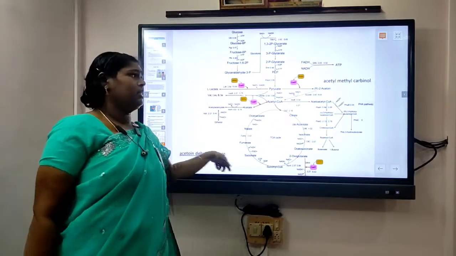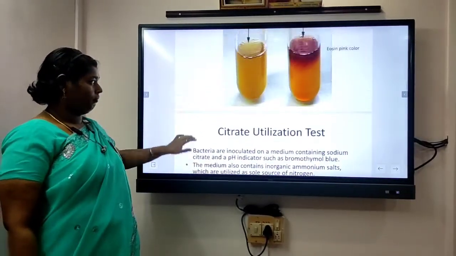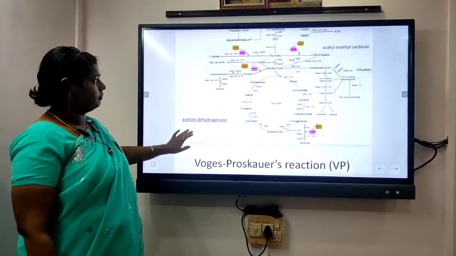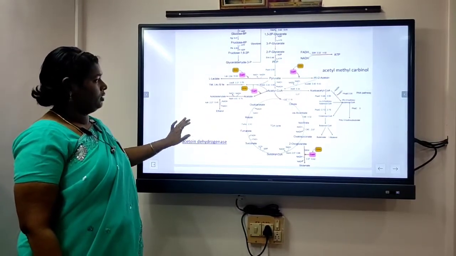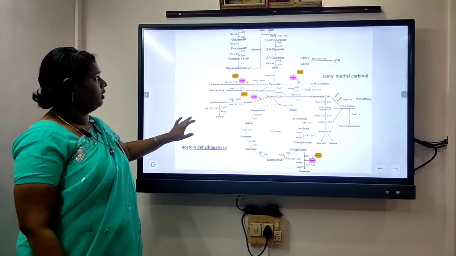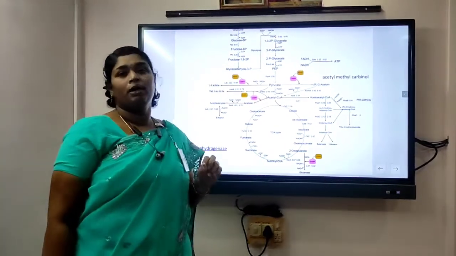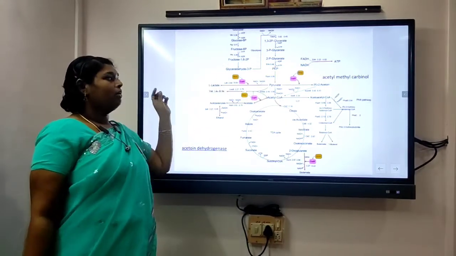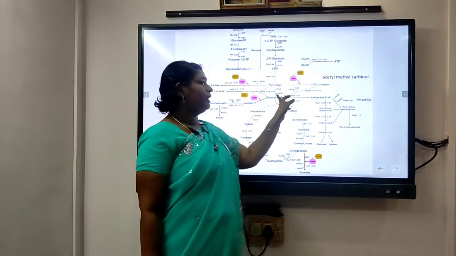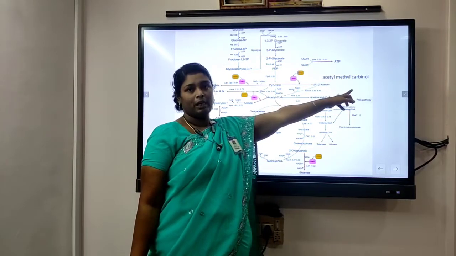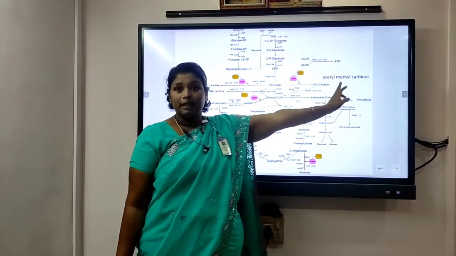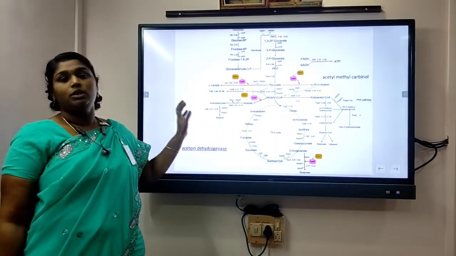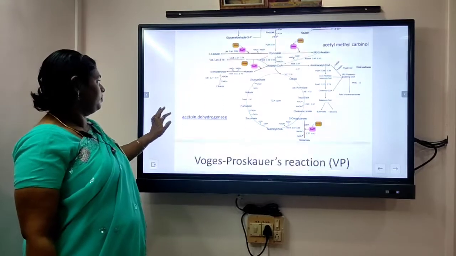So see, this is a pathway. This is an energy pathway done by each and every microorganism as a living cell. So the TCA cycle and then the EMP cycle. Okay, so certain organisms will be converting the molecule into acetyl-methylcarbinol. So this acetyl-methylcarbinol can be detected by the test called the VP test, that is the Voges-Proskauer test.